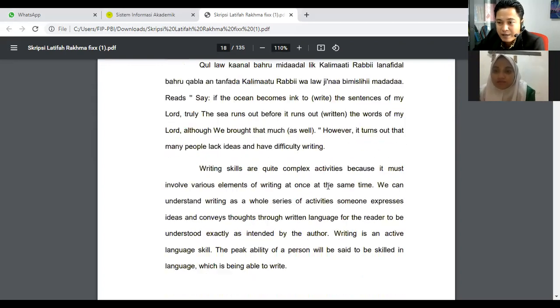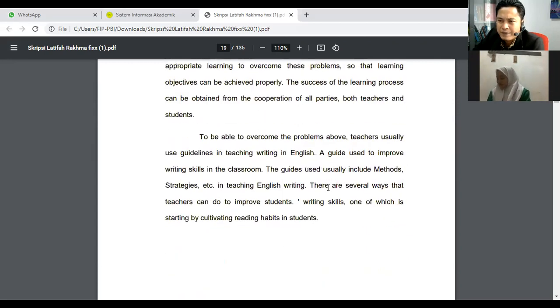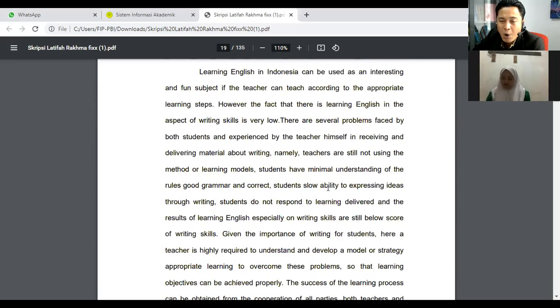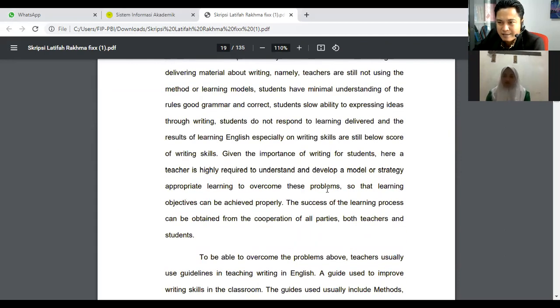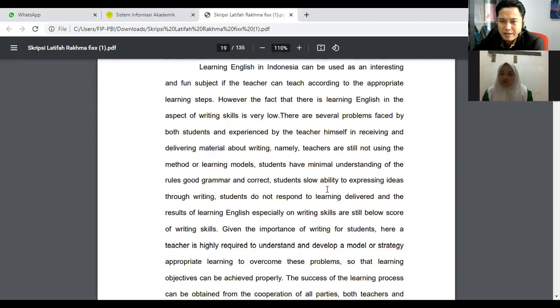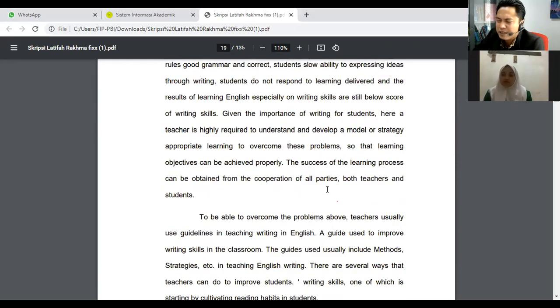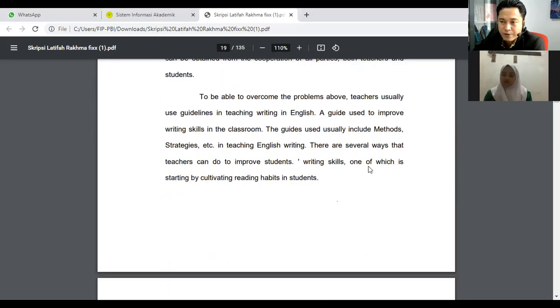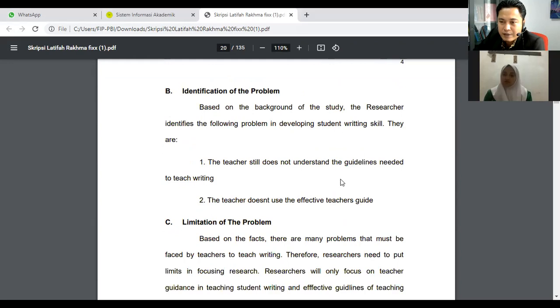And then, next one. Okay, for your first chapter, it seems you have to put in more reprints because you have a poor number of reprints for the first chapter. You should have at least 5 or 6 reprints, that should be enough. Okay, so you have to add 5 or 4 more reprints, yeah? The expert opinion that you can use to support all of the statements that you use here, the identification of the problem. The teacher still does not understand the guidelines needed to teach writing. Yeah, okay, look at this one, yeah?